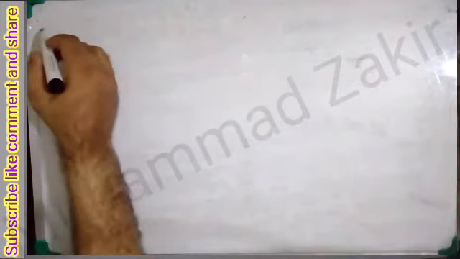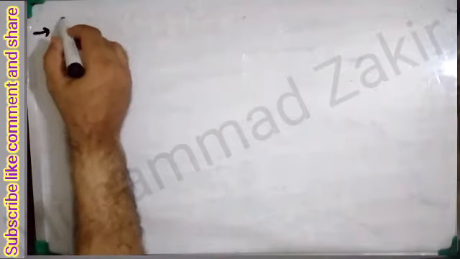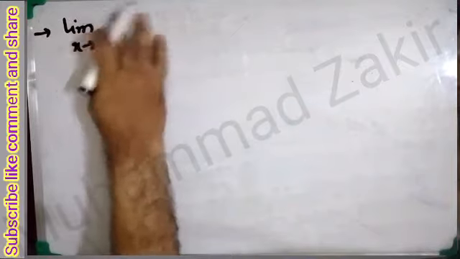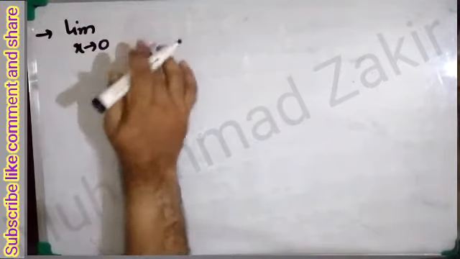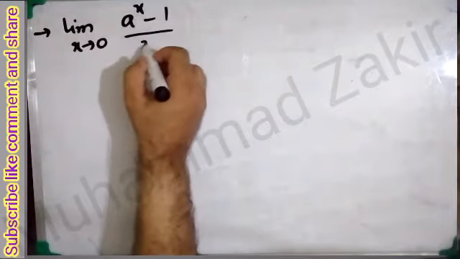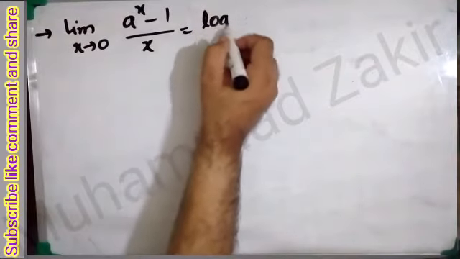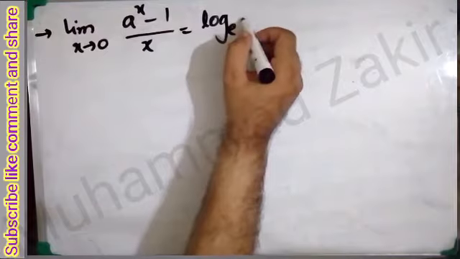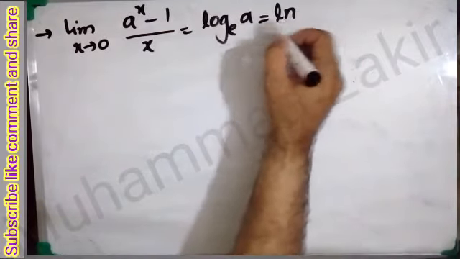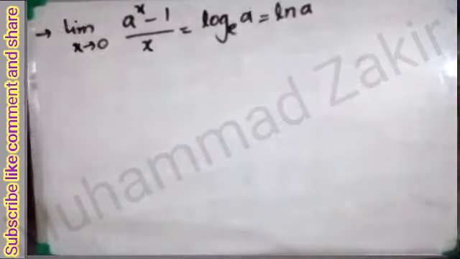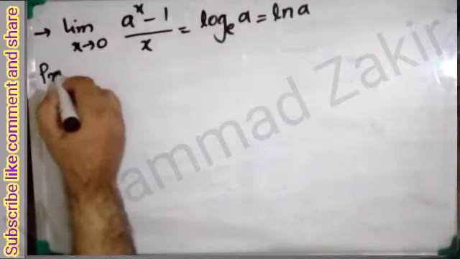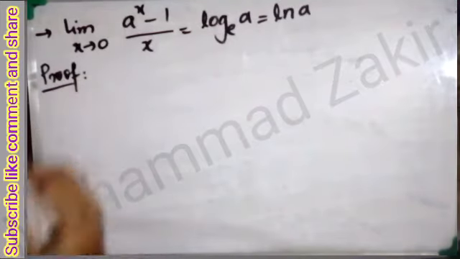Next is another question from page number 23. Another proof. It is written, limit x approaches 0, (a power x minus 1) divided by x. The answer is log to the base e of a. It can also be written as ln of a, since log to the base e is denoted by ln. This can be proved easily. What is the proof?